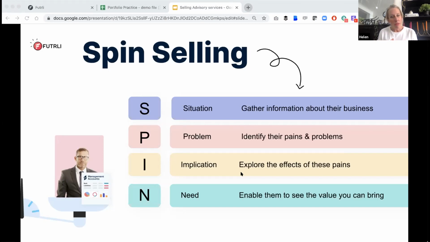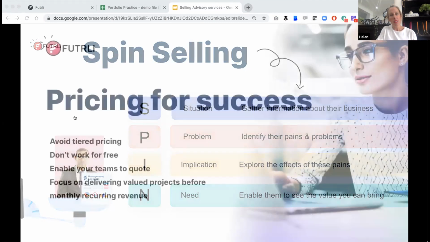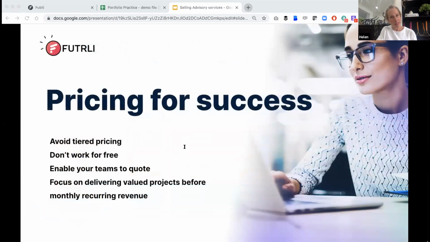So now you know how to get your clients buying, or how to qualify your clients. There's a couple of other processes that I'd like to head into. So next is this one, pricing.